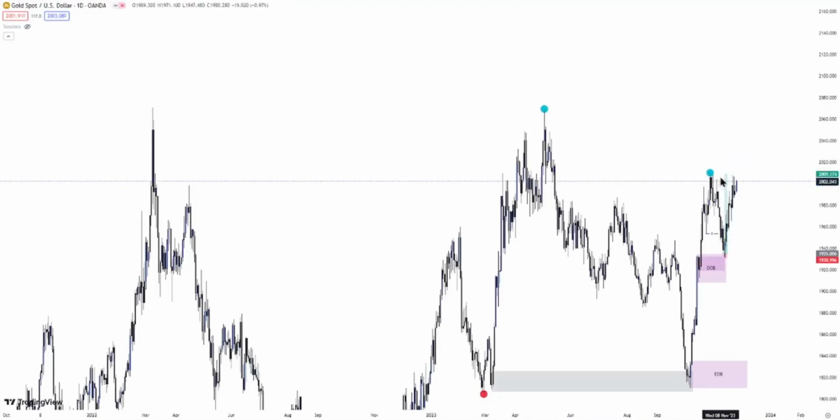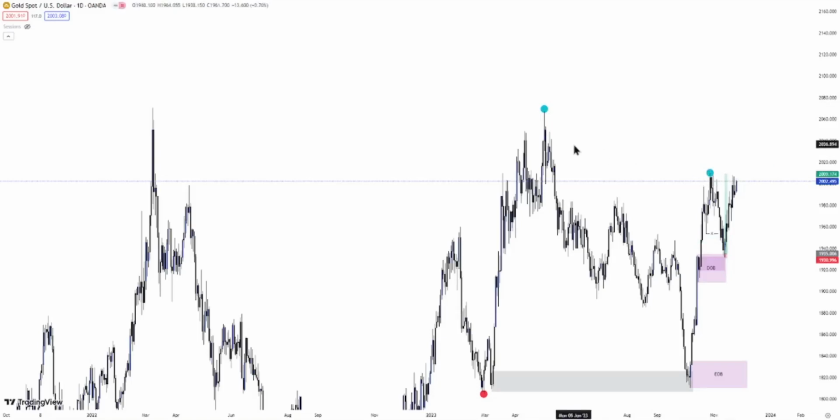So if price breaks this internal structure high here, it doesn't mean price has changed direction. This is not known as a CHoCH. Well, it is an internal structure CHoCH, but your real high is here. So if it breaks and closes above this high, it doesn't mean that the overall structure of the market has changed. I want you to understand that.